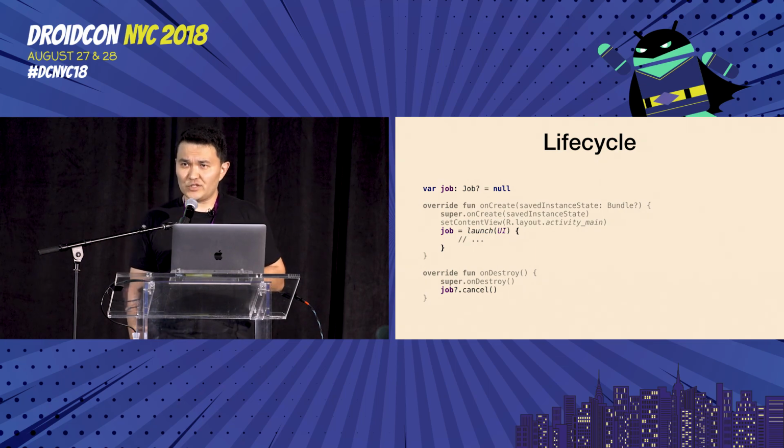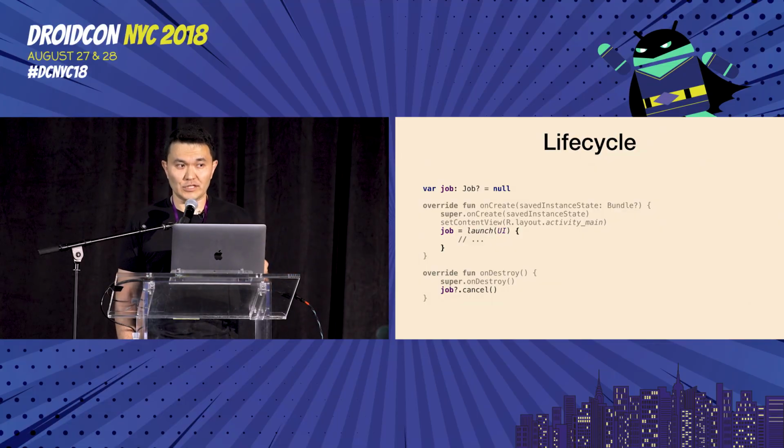Sometimes activities die. They get destroyed, whether we want it or not. And one thing to do with coroutines is to make sure that we properly dispose of them. If you use RxJava, you're probably familiar with the concept: you call the dispose method on the disposable. There's a similar dance with the coroutines.